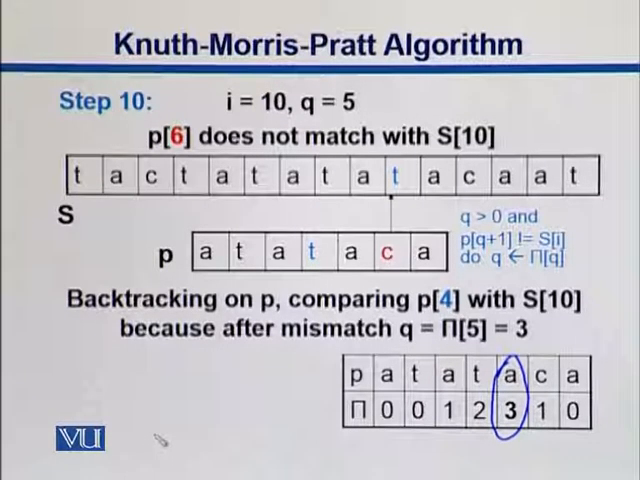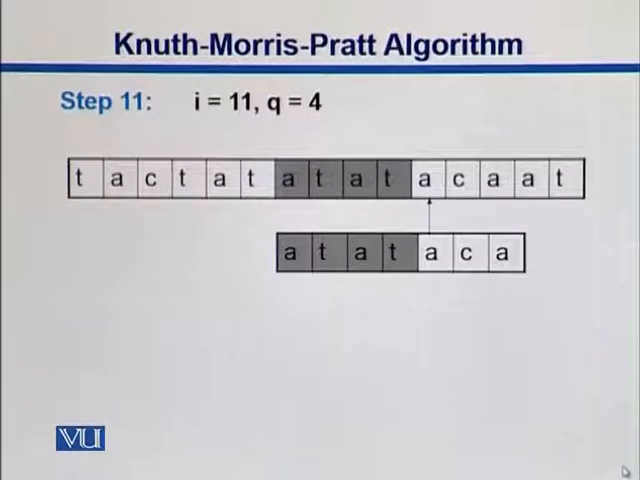So we will use that pi value 3 and we will then move this and compare this P of 4, since one value is added. So in that case, Q was reset to 3, so we will compare the fourth element with the 10th element. So in this way we will give our pattern 3 shifts towards the right. So that looks like this.